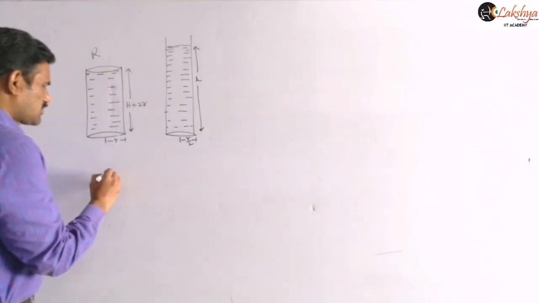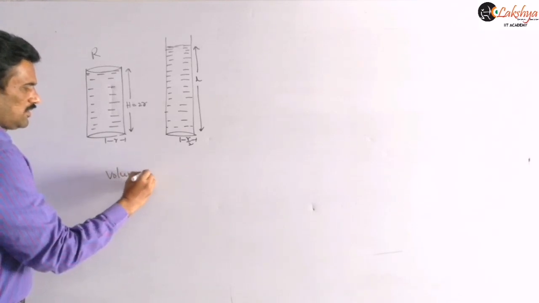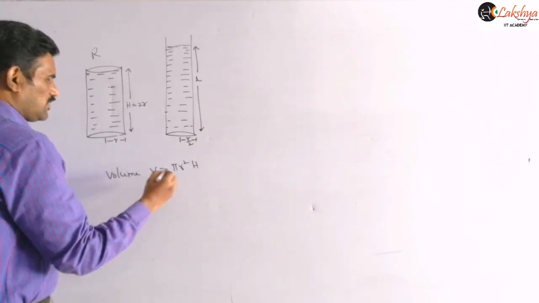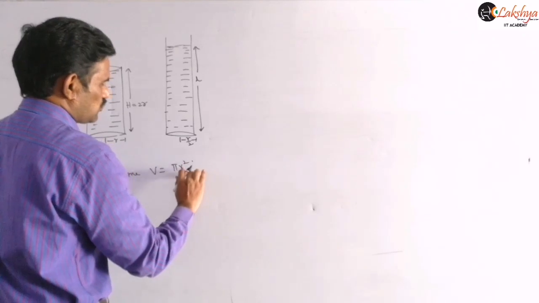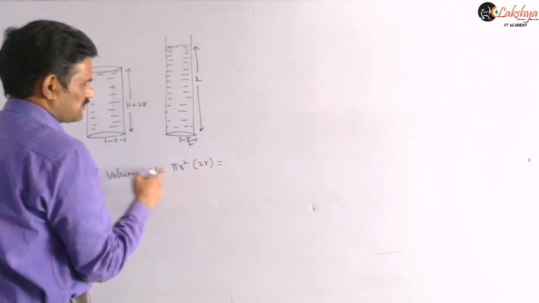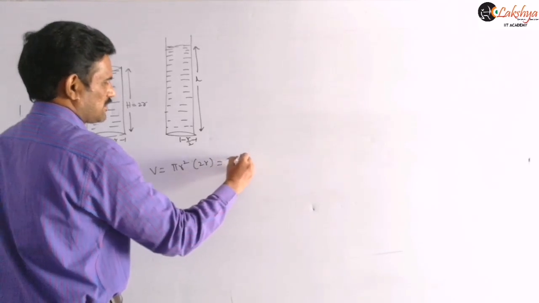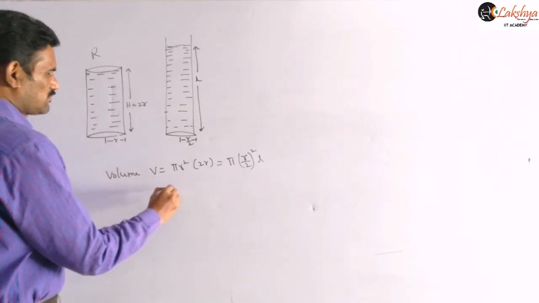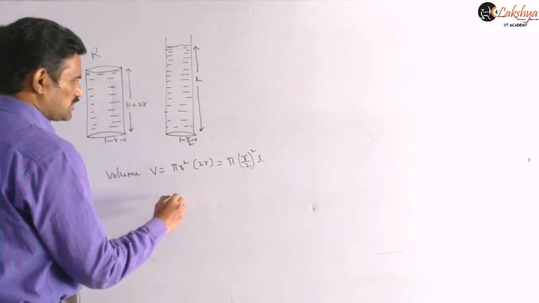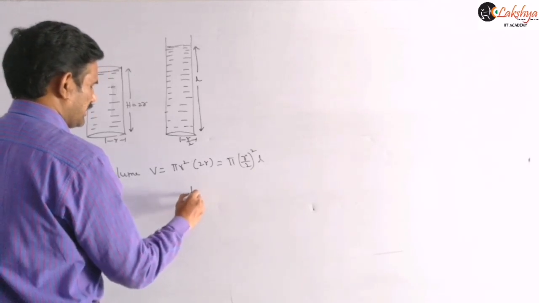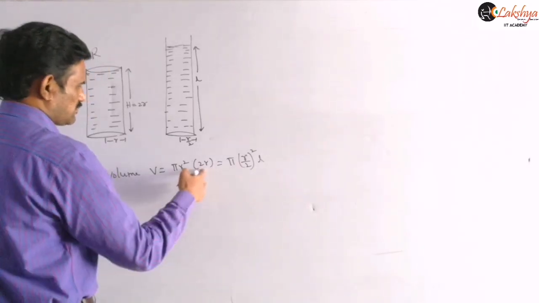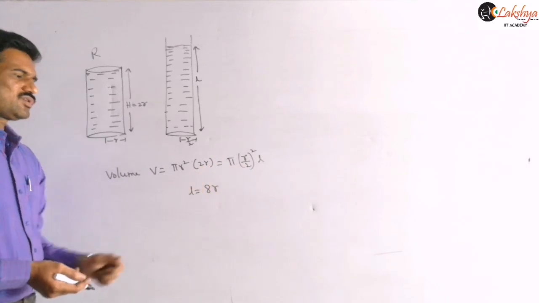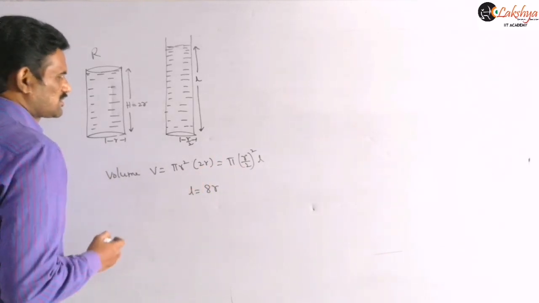Since the volume remains constant, volume V is equal to pi r square into H, and H is nothing but 2r. I am substituting directly for this case. And here I can write pi r by 2 whole square into L. From that you can find the L value. Pi r square cancels, 4 you will get, and 4 into 2 is 8r. Then that is our length now.